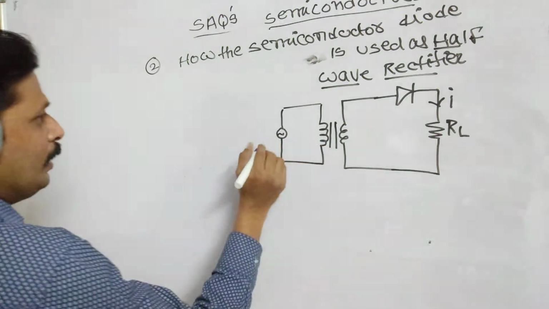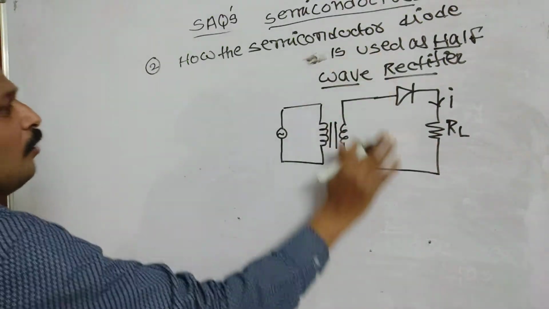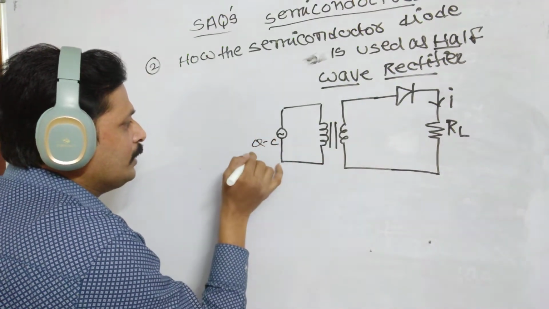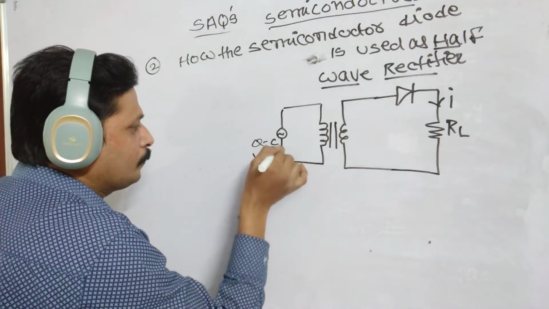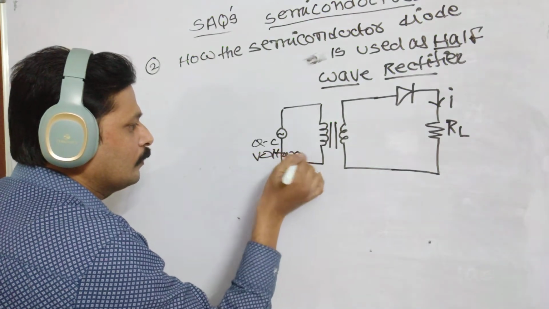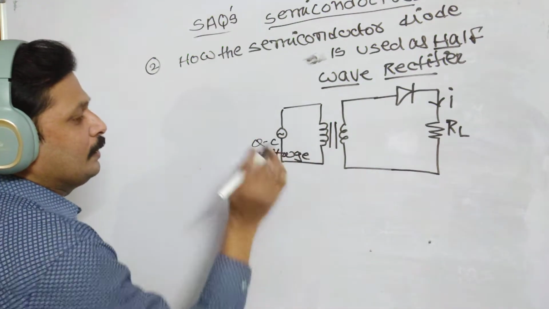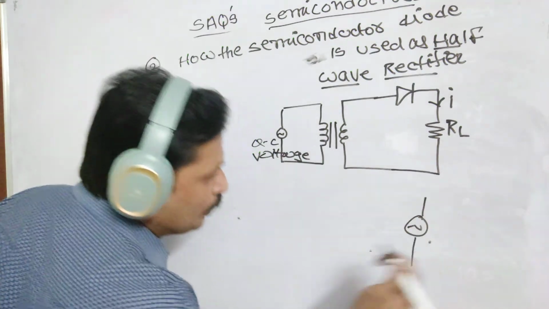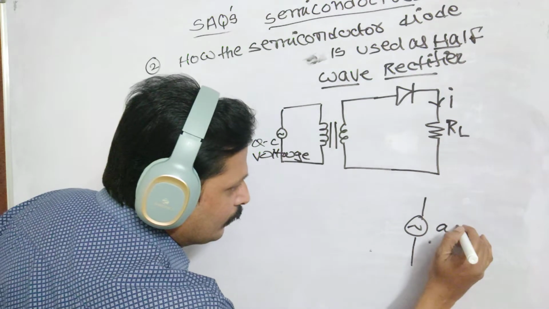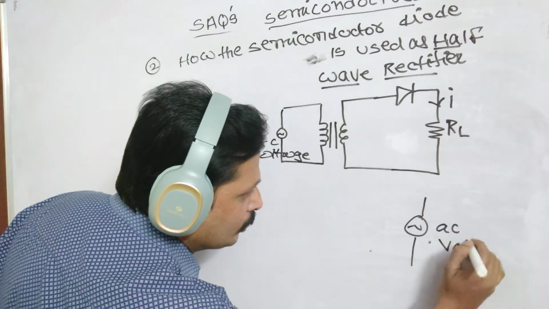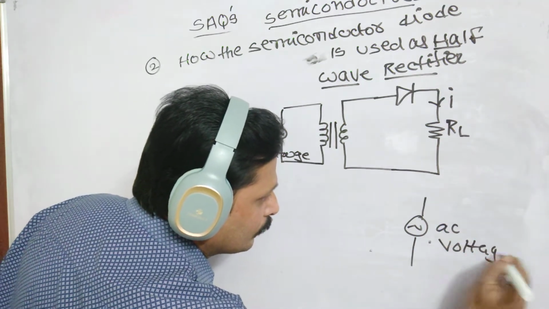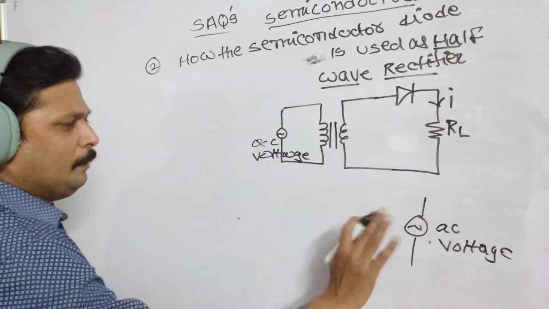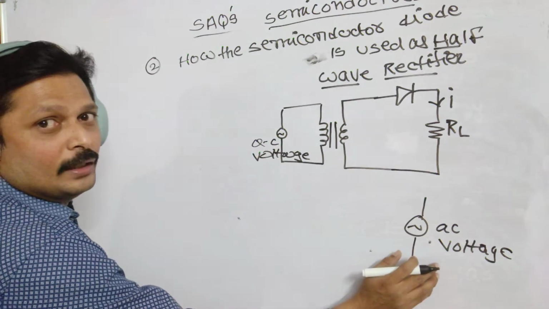Now here, this is the way to show the half wave rectifier. I'll tell you one by one. It is called AC voltage or AC supply. The symbols I am showing separately. This is the way to show the AC supply. It is called AC voltage. There is no need to draw it separately, but for clarity I am showing it here.